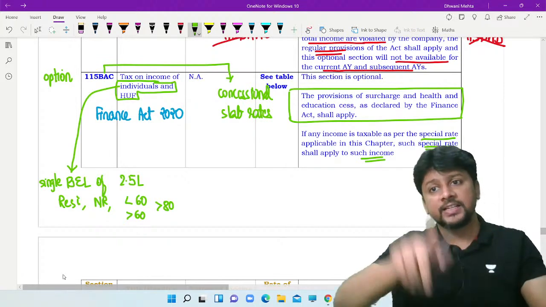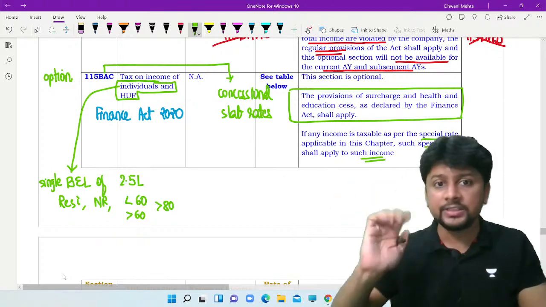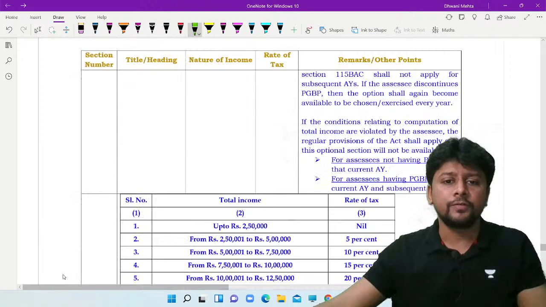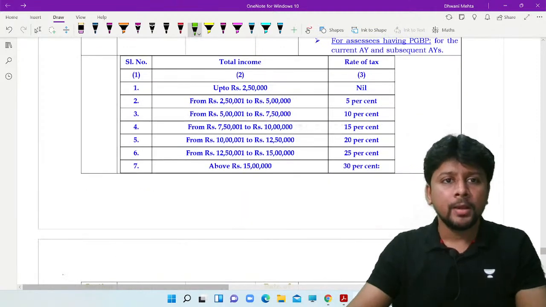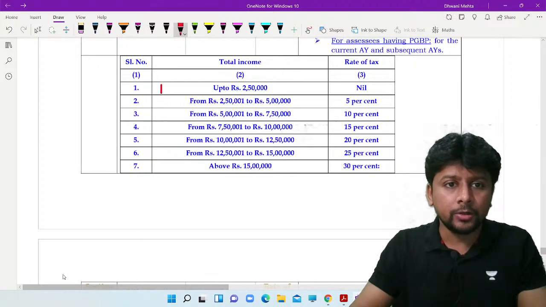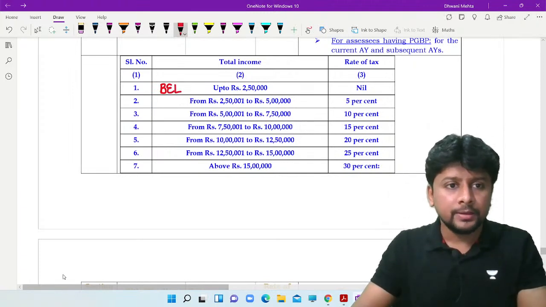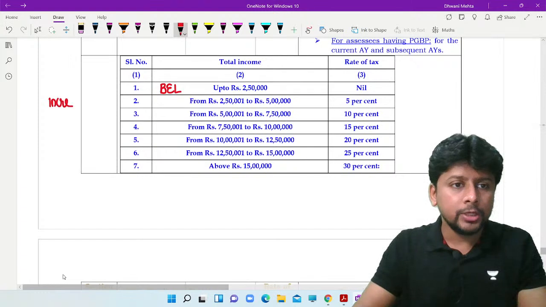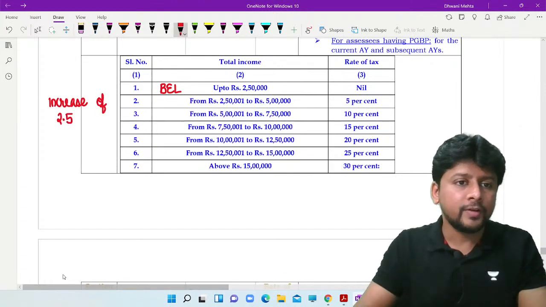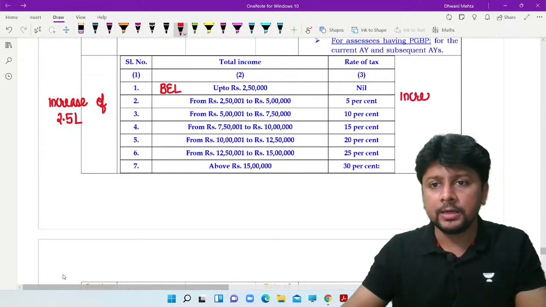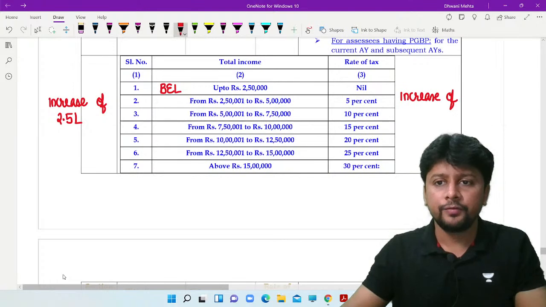Capital gains will be taxed as per their respective rates only. These rates will not apply. What are these concessional rates of tax? A single basic exemption limit of 2,50,000. Then every time there is a new slab, it is an increase of 2.5 lakhs in the slab, and there is an increase of 5%.